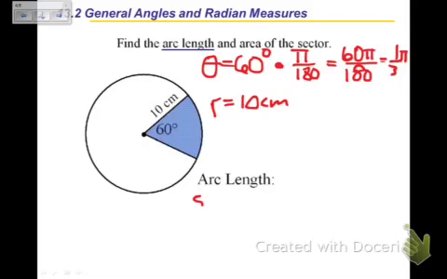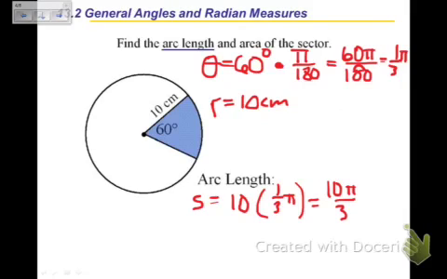So now to find arc length, I just take 10, my radius, times 1/3 pi, my angle, which gives me 10 pi over 3. And it's arc length, so that's going to be centimeters.